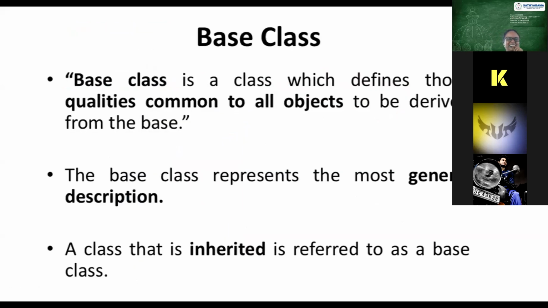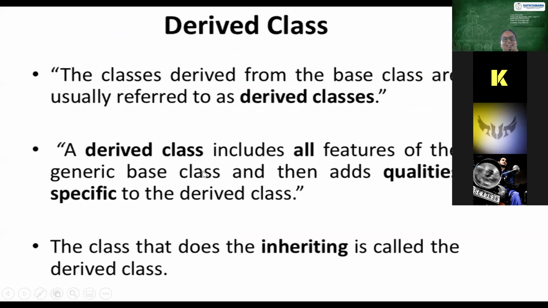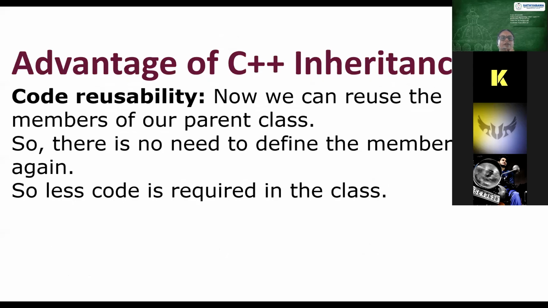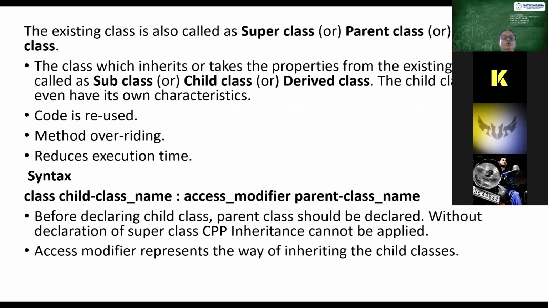I think they were saying the same thing: the base class defines the qualities common to all objects. The base class represents the general description. Now the derived class: as usual, I will derive it from the base class. That is called a derived class. I get some of the features from the base class. The advantages, I told you: code reusability, extendability, all that is possible, and less code will be used.